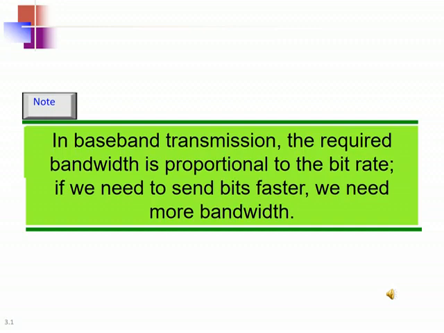So if we need to send bits faster, we need more bandwidth. This means that the more bandwidth you have, the faster you can send the data. So the bandwidth determines the speed of the internet. The more the bandwidth, the higher the speed, and you can quickly download the data, and larger files can be downloaded or transmitted. So the bandwidth determines the speed of the data transmission.